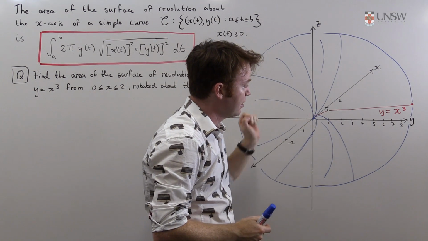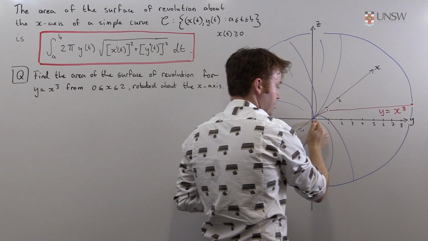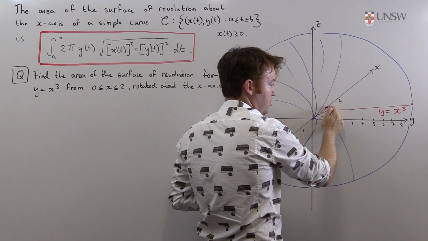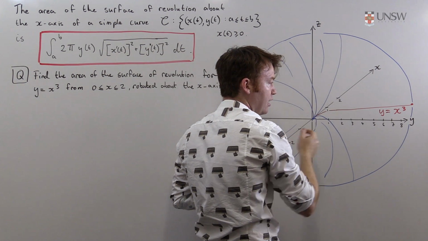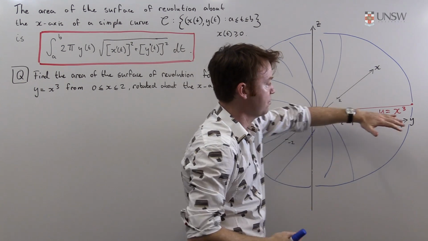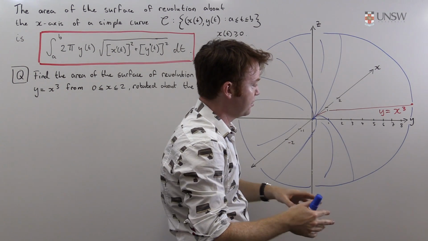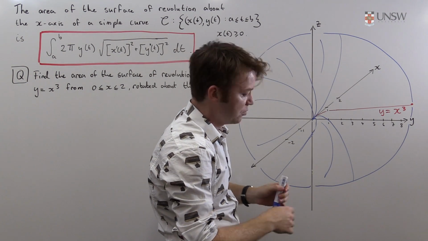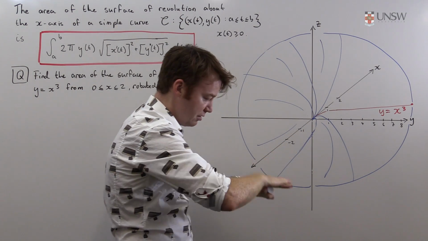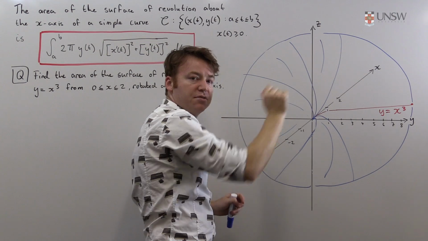So we have the function in red, y equals x cubed. The x values are permitted to go from 0 to 2. And I've rotated this around the x-axis. So I've taken this red curve and just spun it around the x-axis. And the kind of shape you get is almost like a parachute. If you were to lay out a parachute and pick it up from the center, that's the kind of shape you would get.